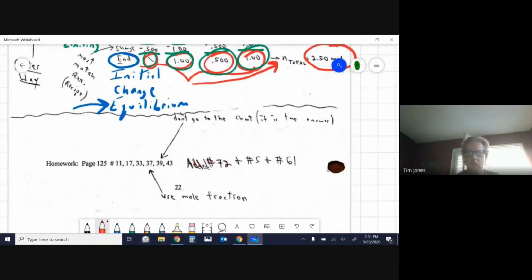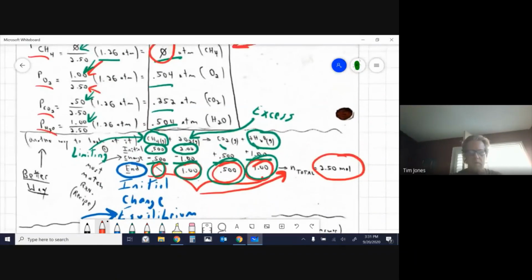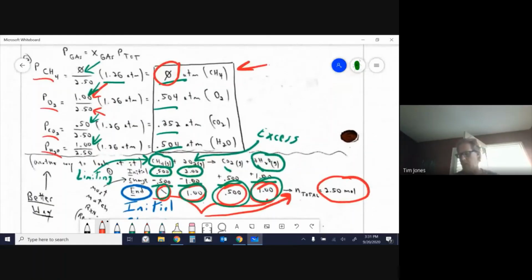And the rest of this I will talk about in class regarding the specifics of the homework. So that takes care of this lesson.